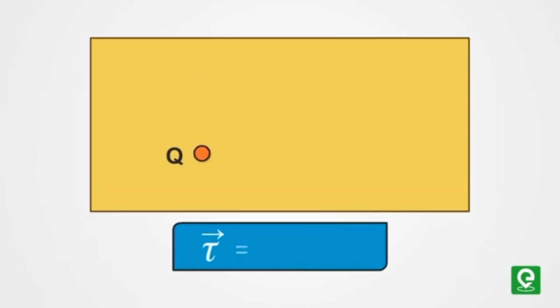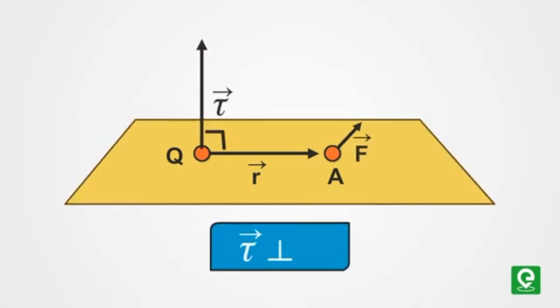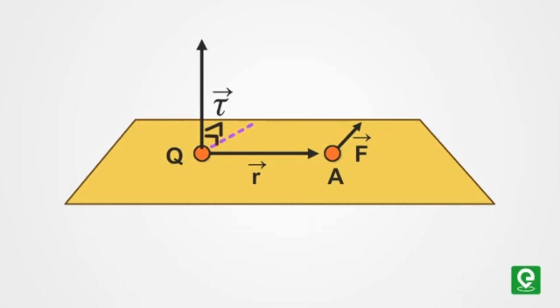Mathematically, torque about a point is defined as the vector product of the position vector and the force. Torque is a vector which is perpendicular to both the position vector and the force vector. As a result, the torque vector is perpendicular to the plane defined by the position vector and force.